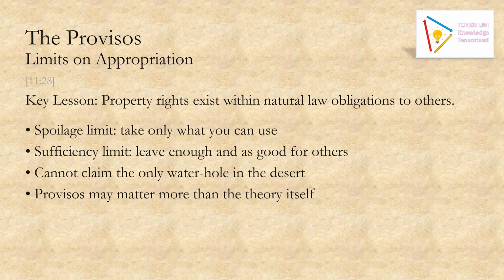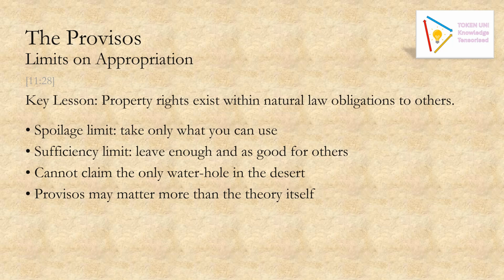But Locke is not a libertarian in the modern sense. He places limits on appropriation. First, the spoilage limit. You may take from the commons only what you can use before it spoils. To appropriate more than you can use is to waste what God has given for all, and this natural law forbids. You cannot let apples rot in your barn while others go hungry.